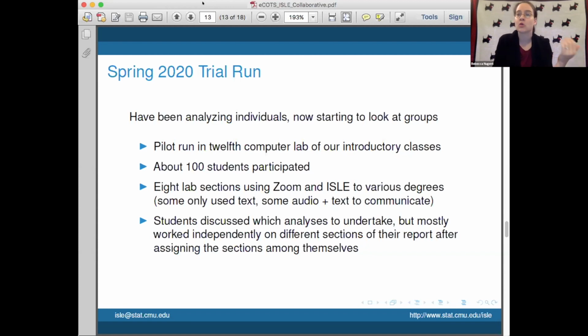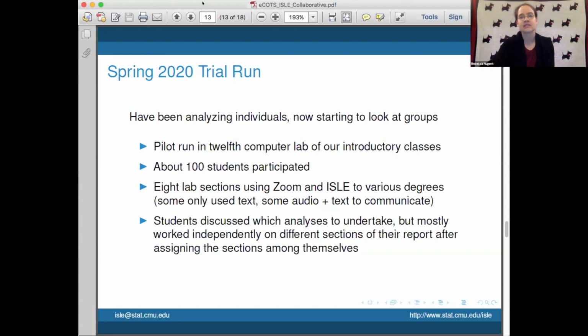IEL just runs in a web browser, so they didn't need to do anything except open the website, no infrastructure, nothing else. We had 8 lab sections, and they were using Zoom and IEL to various degrees. Some of this was because the students were choosing to do different things. We didn't give them a ton of constraints on that because we were really just trying to get them to do it, and we were trying to learn from this experience.